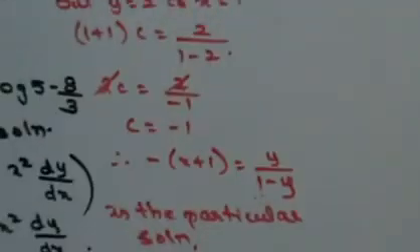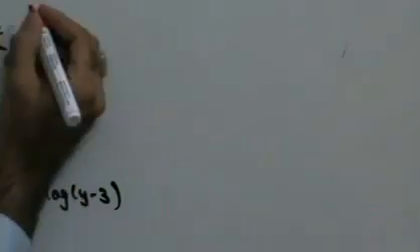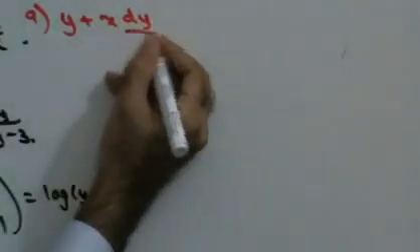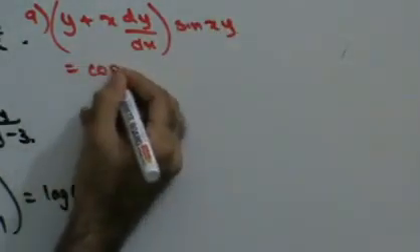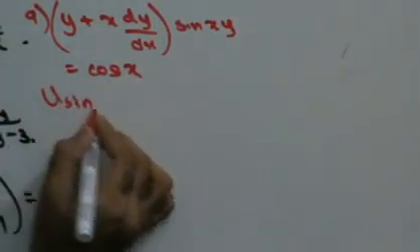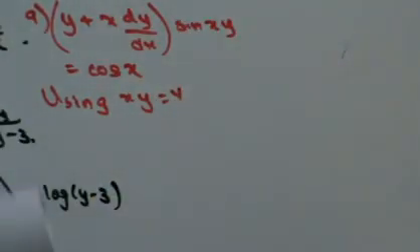Right? Next, let's see another sum, guys. Now that was type 4. Let's move on to type 5. Suppose if they give you a sum, this was sum number 8. Let's see sum number 9. y plus x dy by dx into sin xy is equal to cos x, using xy is equal to v, right? That's the 5th type of sum.